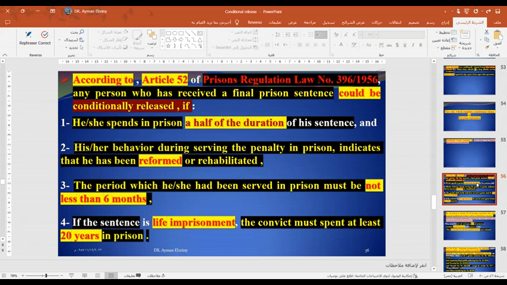تاني حاجة، his behavior during serving the penalty in prison لازم يكون هنا ايه؟ good time credit indicates that he had been reformed or rehabilitated. سلوك خلال الفترة بقى النص فترة العقوبة اللي هيقضيه في السجن لازم يظهر ان الشخص ده reformed او rehabilitated، خلاص أصلح. كمان the period which he had served in prison must be not less than 6 months.